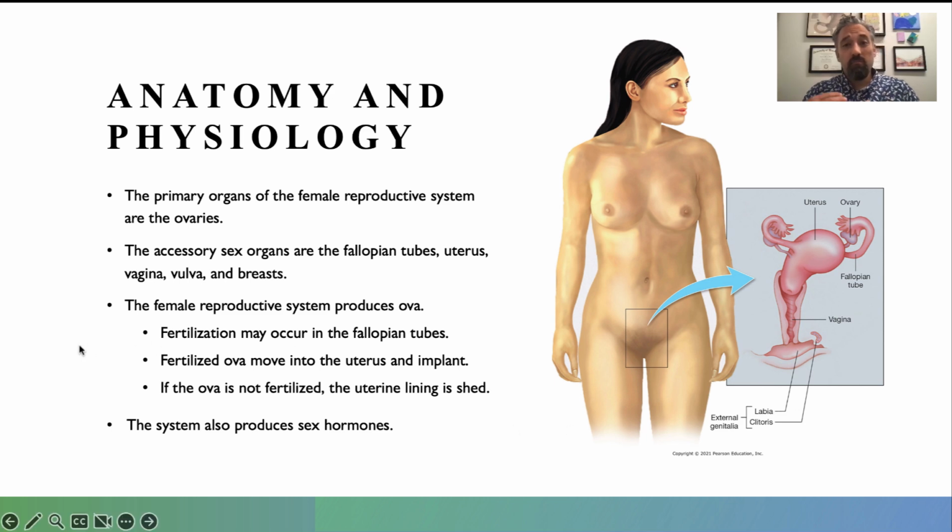The female reproductive system produces ova, or an ovum, and that leads to reproduction, so fertilization, which occurs in the fallopian tubes or possibly in other places, causing an ectopic pregnancy. Fertilized ova then move into the uterus and implant into the uterine wall. If there is no fertilization, then the uterine lining is shed through a process called menses, which gives us the term menstruation, or it's just commonly referred to as one's period. The system also produces sex hormones, and we'll talk about those in a couple of slides.